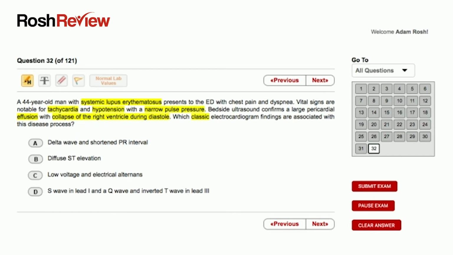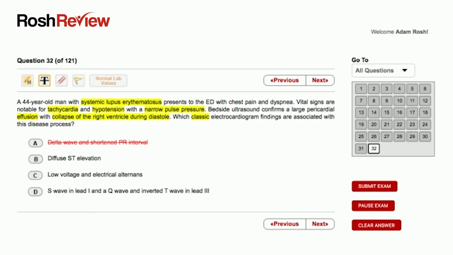Now, what is the classic ECG finding? Because that's what the question wants to know. So let's go through our answer choices here. We'll start with answer choice A, delta wave and a shortened PR interval. That certainly is a classic ECG finding, and that ECG finding is Wolff-Parkinson-White Syndrome, right? Where you have an accessory pathway which leads to the short PR interval, and a delta wave is really a slurred upstroke of the QRS complex. And that's due to the accessory pathway. So we're going to cross off answer choice A, delta wave and shortened PR interval.